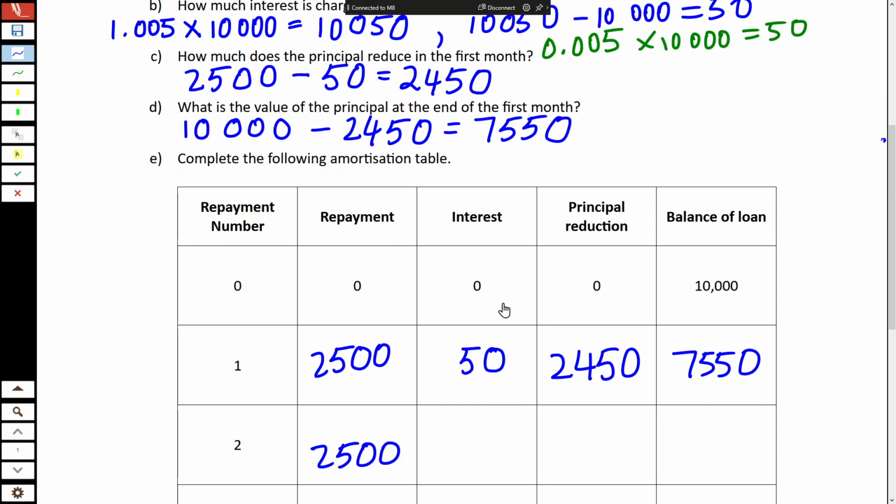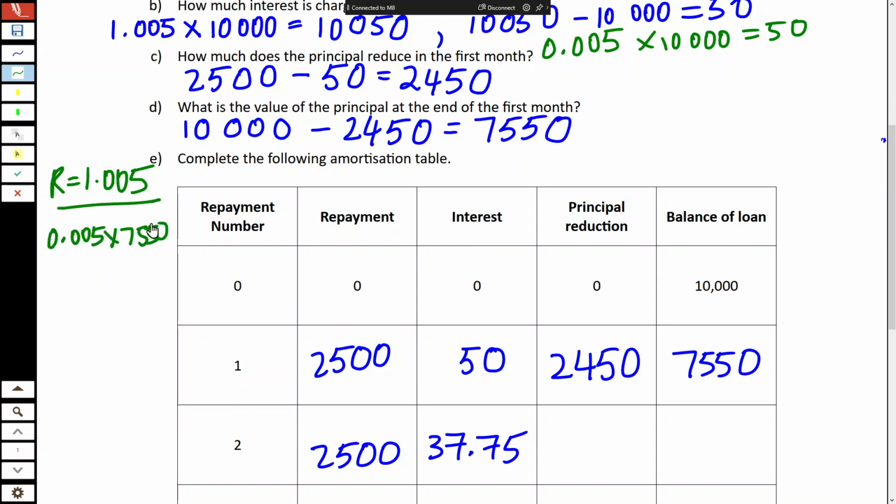Okay, so Anthony has found the interest, 37.75. But where did it come from? You go 0.005 times 7,550. Okay, so this is why the interest has gone down. I don't owe the bank as much money now. I don't owe the bank $10,000 anymore. So the bank will charge interest on this new amount, not 10,000.